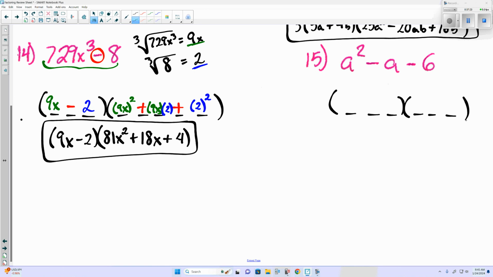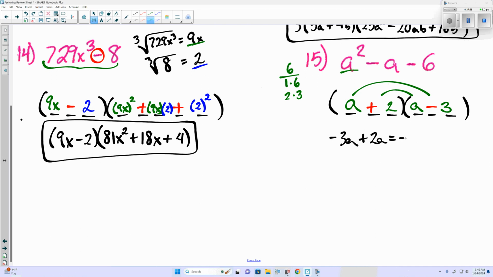Two sets of parentheses. The reason we skip greatest common factor is, well, there's not a variable in all three, and the number in front of a squared is 1. Since the third term is negative, our signs are opposite, positive and negative. Factors of a squared are a and a. 6 is 1 and 6, or 2 and 3. We can check this here. A times negative 3 is negative 3a. 2 times a is plus 2a, giving us the negative a term we wanted. And that's it.